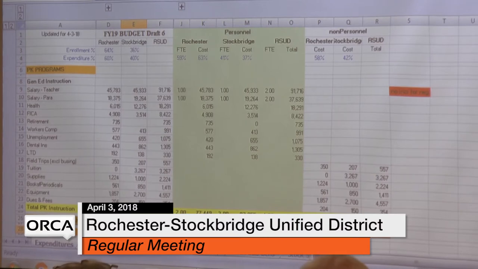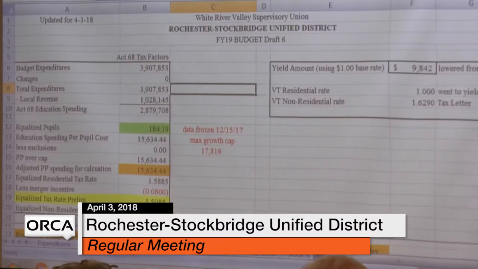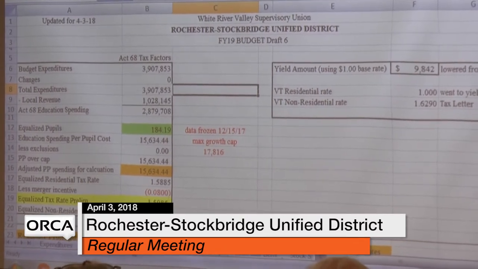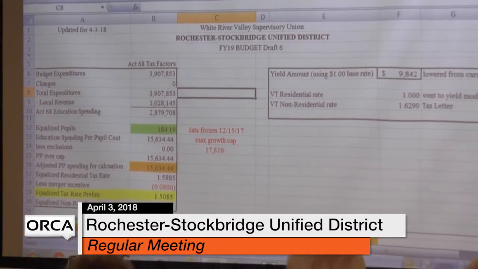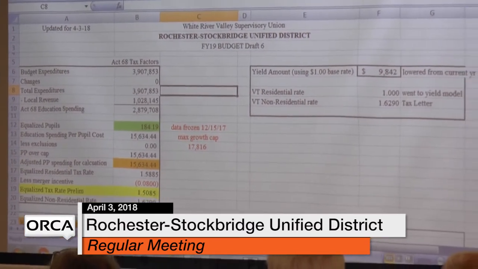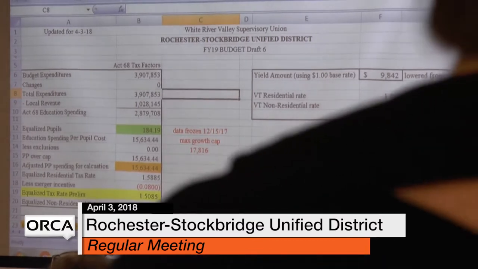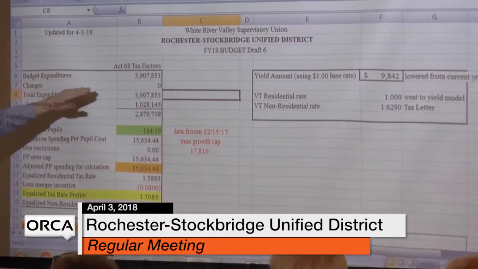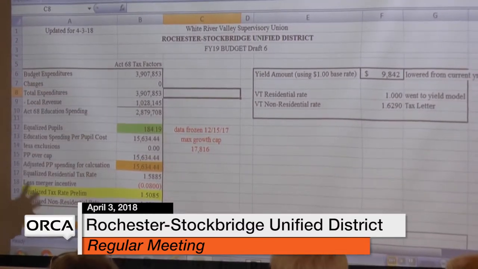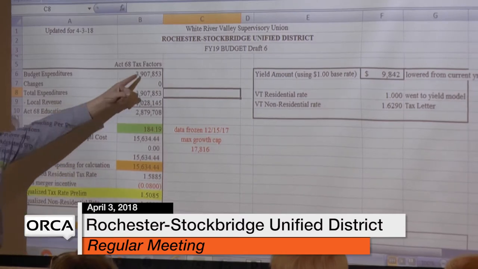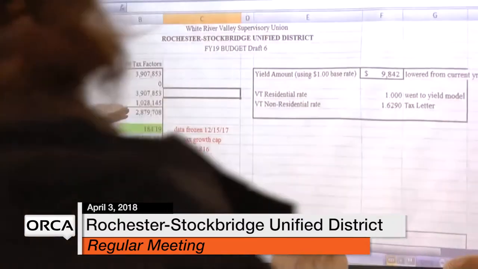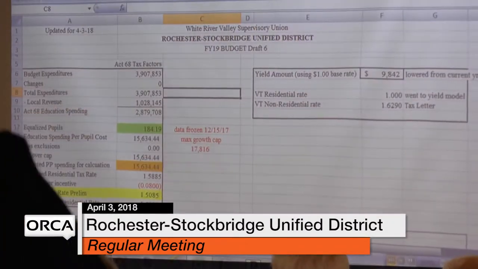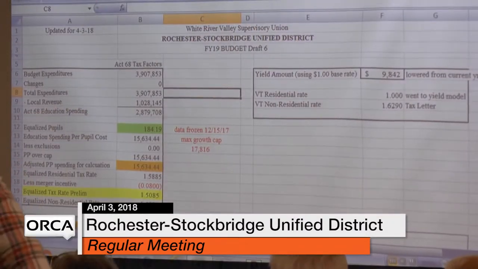So let me jump to the end point, because this will help inform our discussion, especially on the expenditure side. This is the tax consequence of the budget as presented here, with the expenditures and the revenue. The total expenditures in this budget as it stands today are $3,907,000 and change.